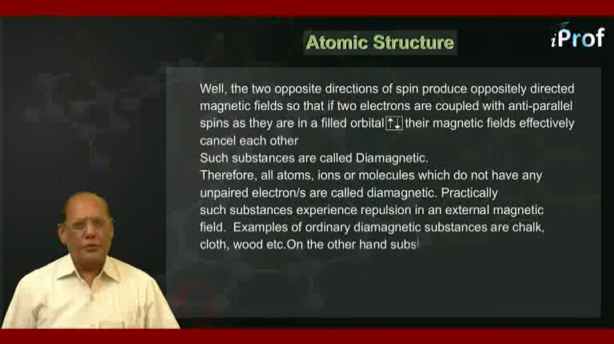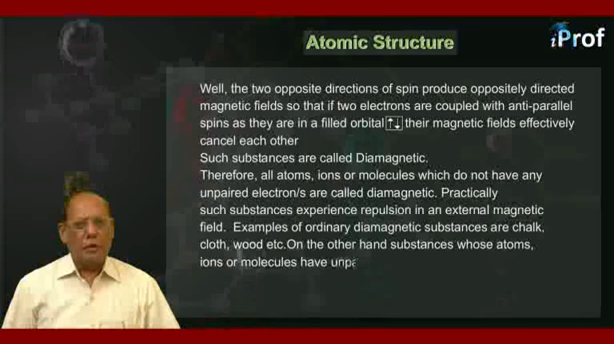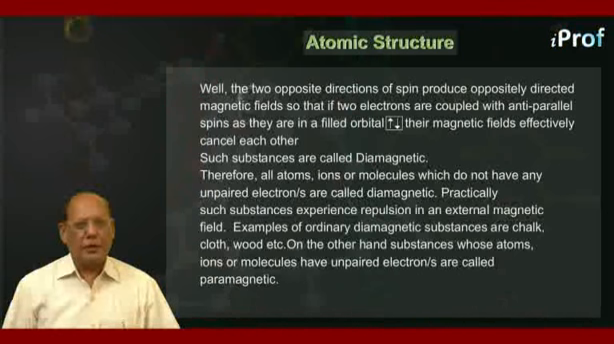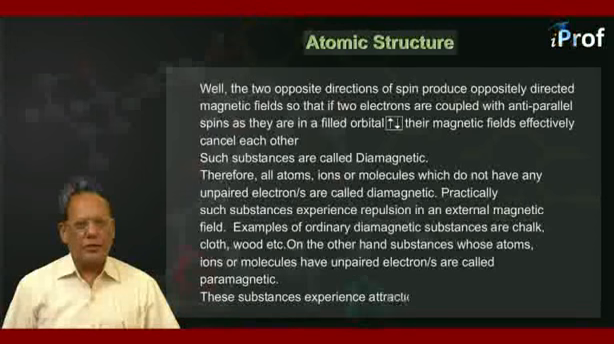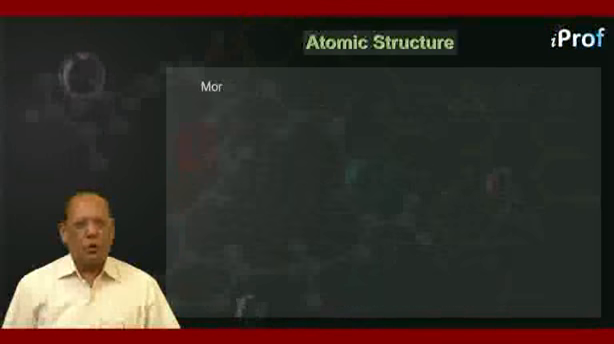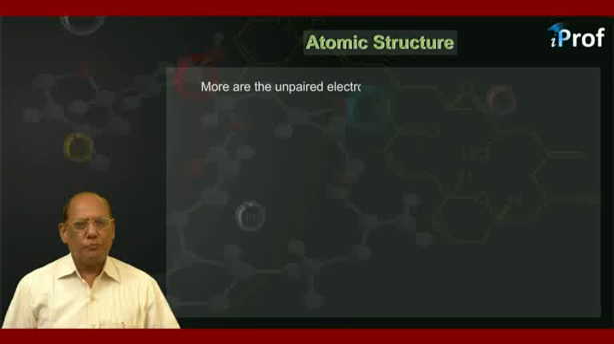On the other hand, substances whose atoms, ions or molecules have unpaired electron or electrons are called paramagnetic. These substances experience attraction in an external magnetic field. The more unpaired electrons there are, the more the attraction.